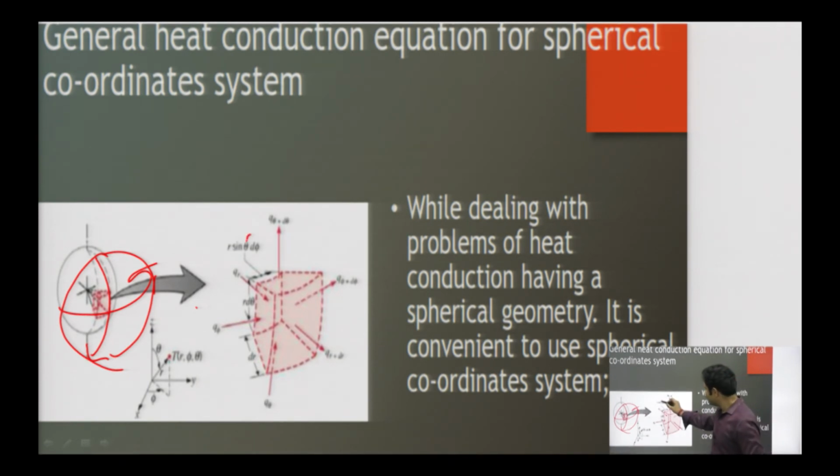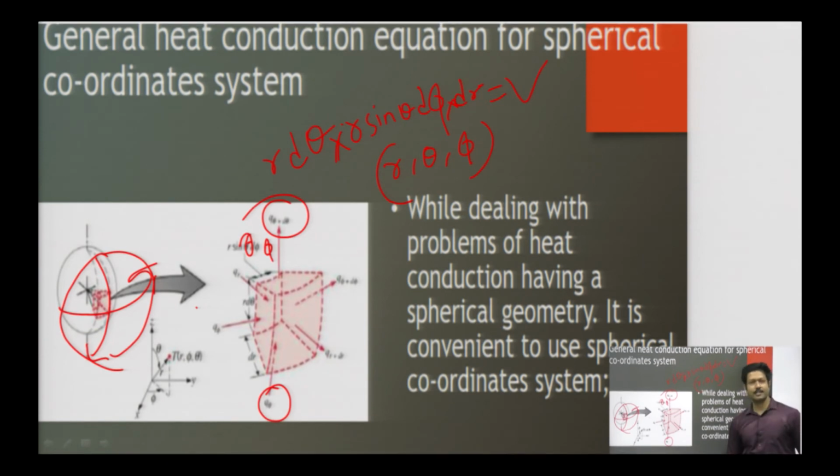So this is one angle theta, and this is another angle phi. So there are two angles. The same thing is happening: it is q theta, and it is q theta plus d theta. So the volume comes out to be r d theta into r sin theta d phi into dr. So this is the volume for the r, theta and phi plane. This is the spherical coordinate system.